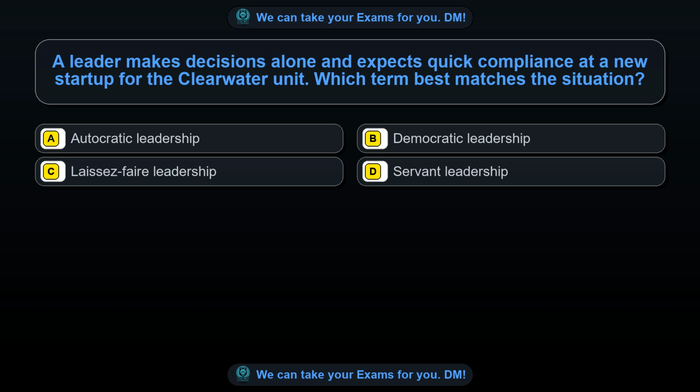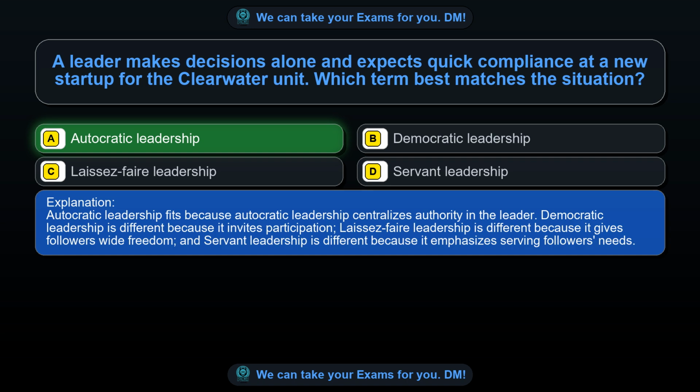Option A, autocratic leadership. Option B, democratic leadership. Option C, laissez-faire leadership. Option D, servant leadership. The correct answer is Option A, autocratic leadership. Autocratic leadership fits because autocratic leadership centralizes authority in the leader. Democratic leadership is different because it invites participation.